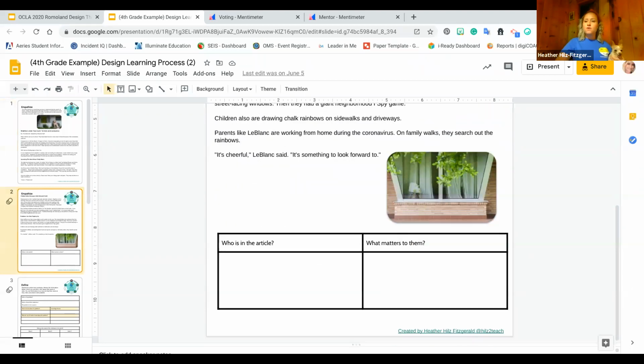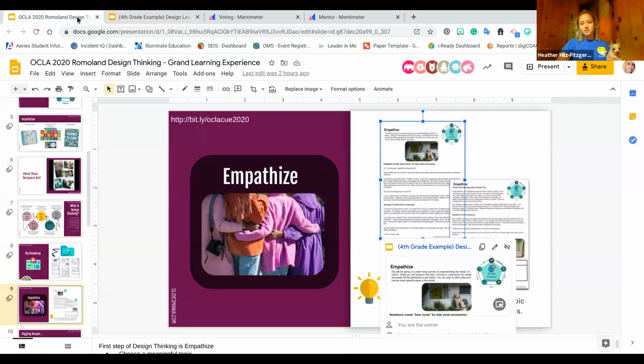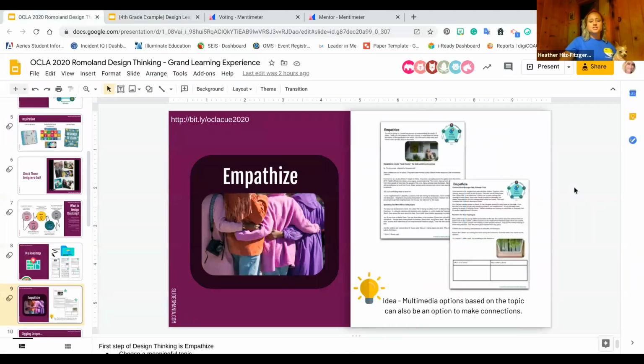So I think evoking that opportunity for our students is a chance to make them think outside the box and make the learning a little bit more relevant to what they actually want to learn about. So again, empathize is your first step.